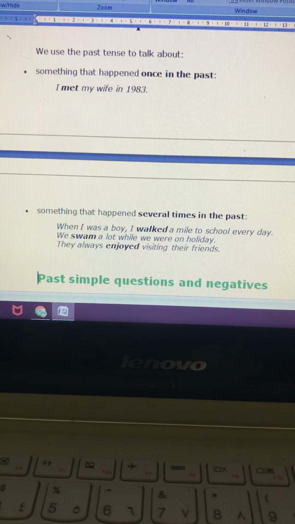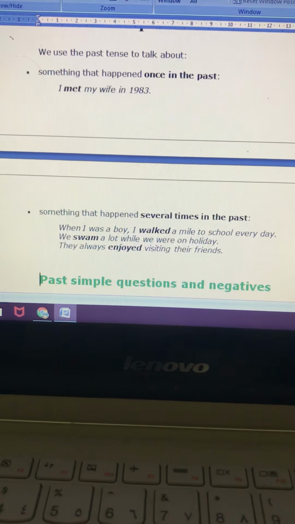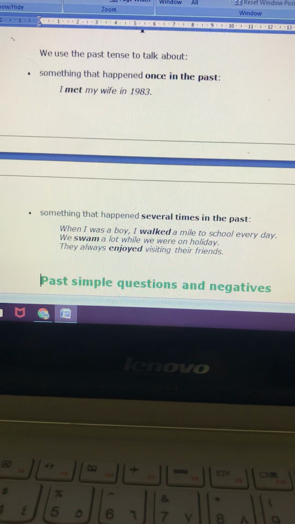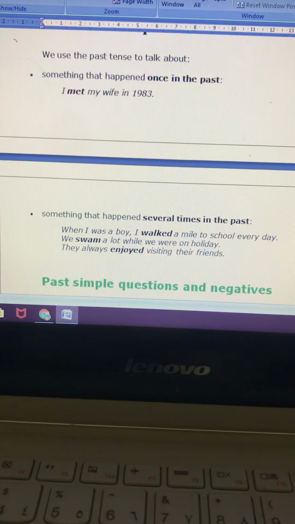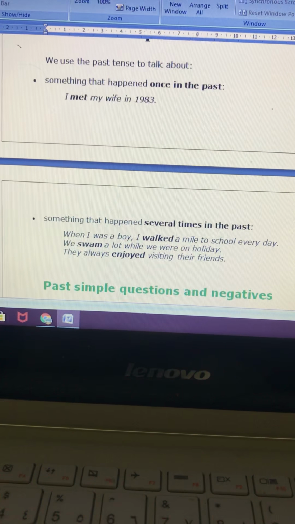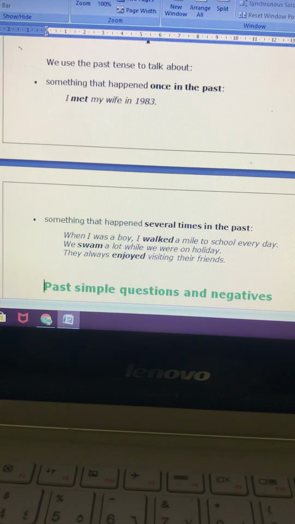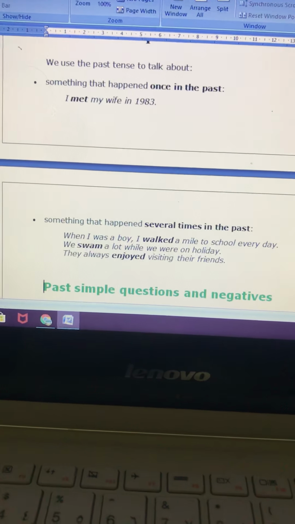Here we have the verbs walked, swam, enjoyed in their past form. Walked is a regular verb, ending with ed. Enjoyed is also a regular verb, while swam is an irregular verb, whose past form is swam.